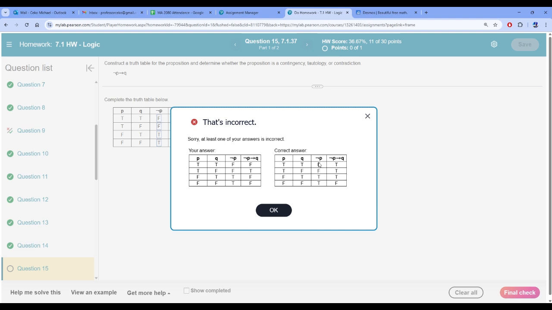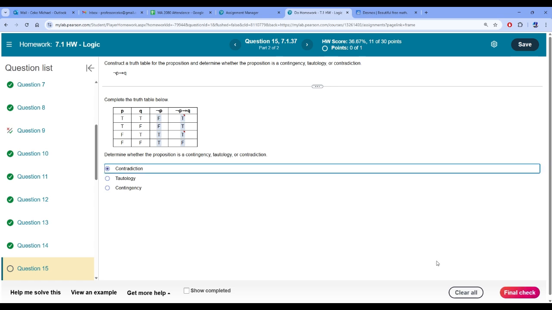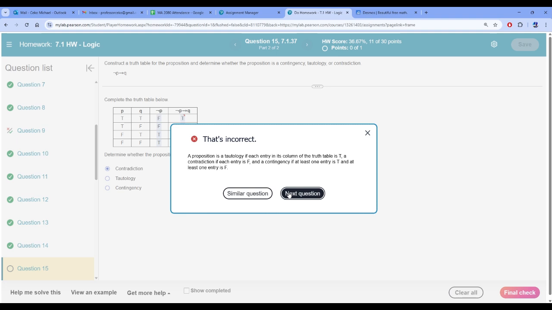So I had this one right. That's correct. But then why is this? Not P implies Q. It implies it to be true. Let me try that one more time. Let's see if I can get this one. Yeah, I'm not sure. Contradictory? No.